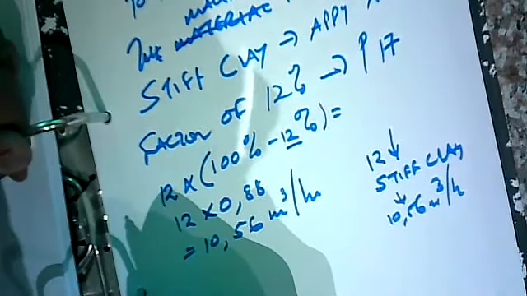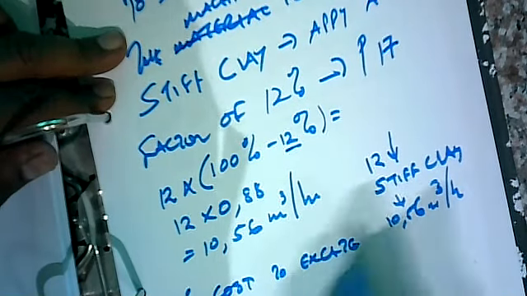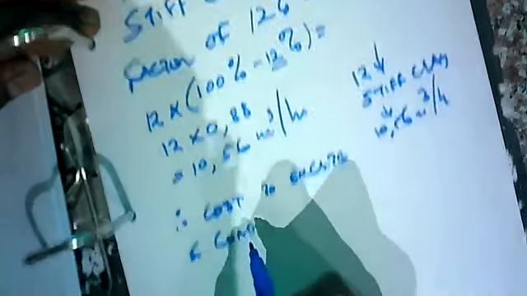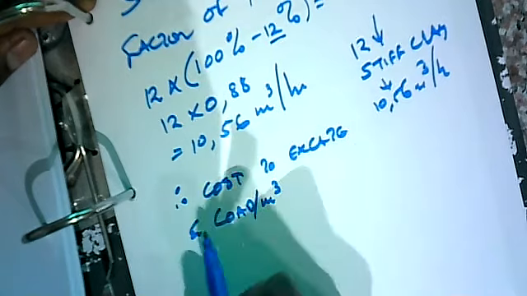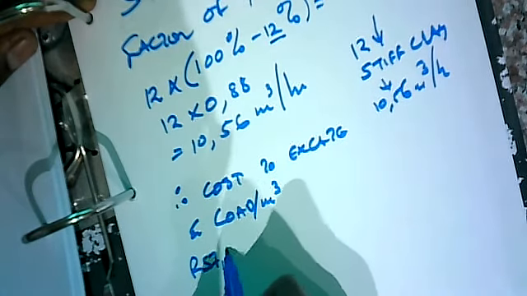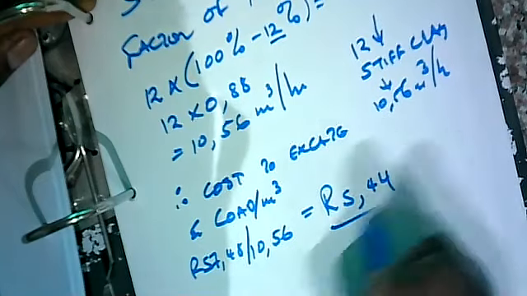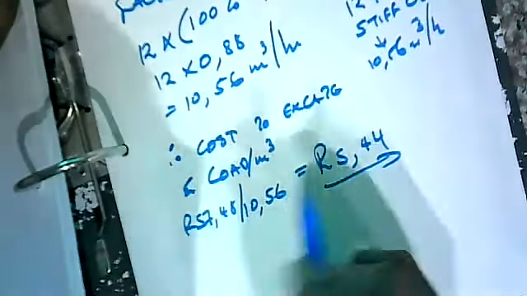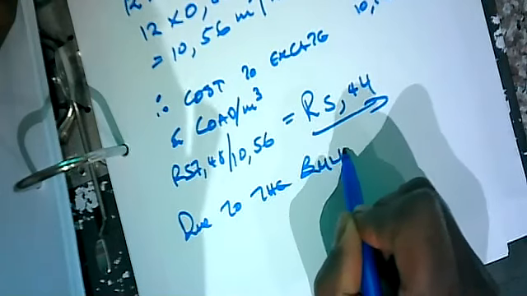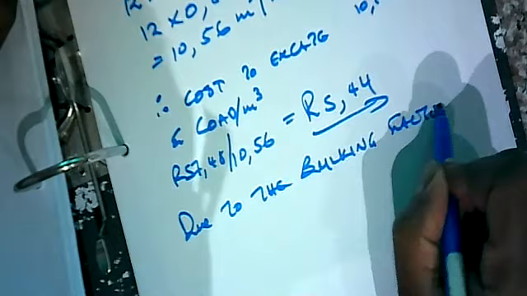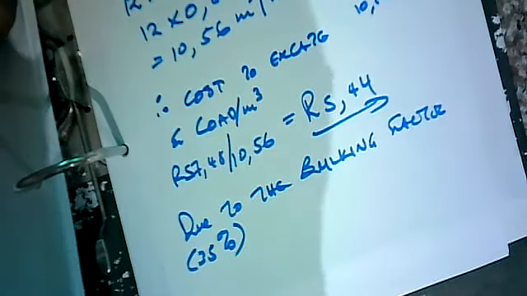Right. Therefore, the cost to excavate and load per meter cube is given by 57 Rand times 0.48 divided by 10.56 we got above, and this is our cost to excavate and load. However, due to the bulking factor, given 35%, how do we apply this to this question?